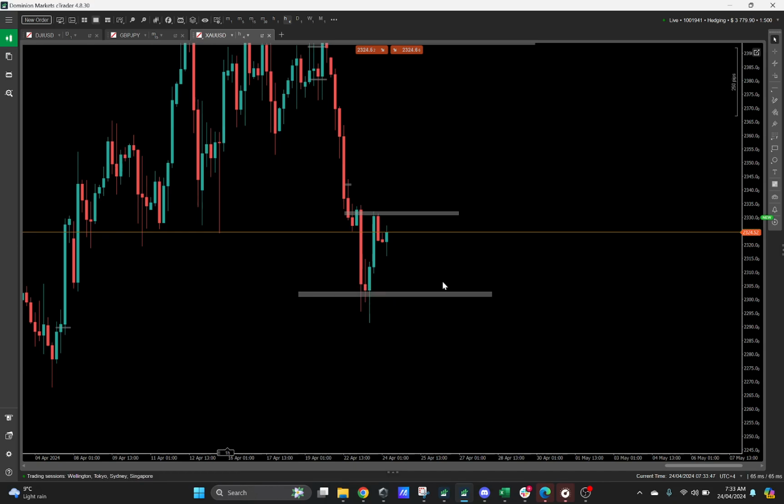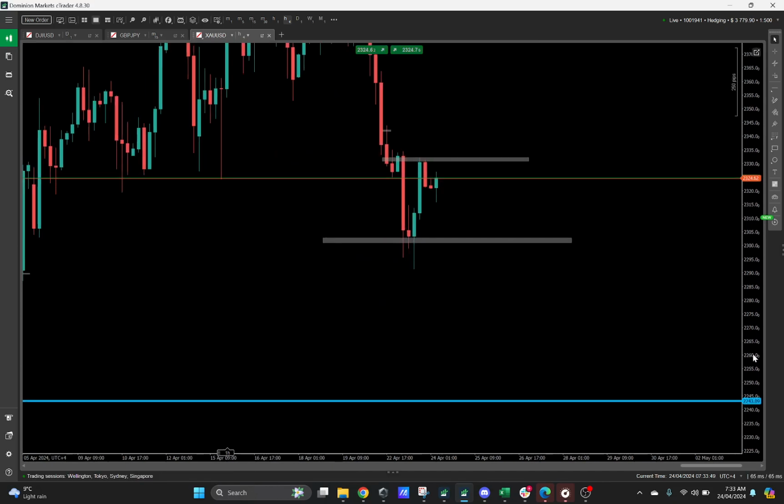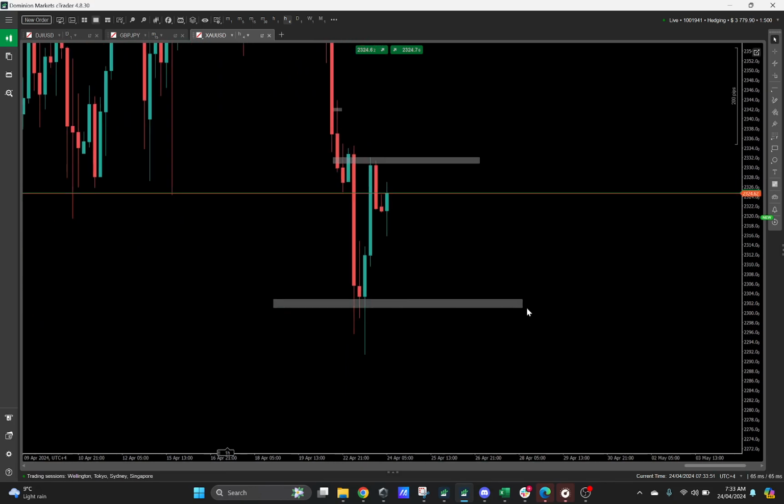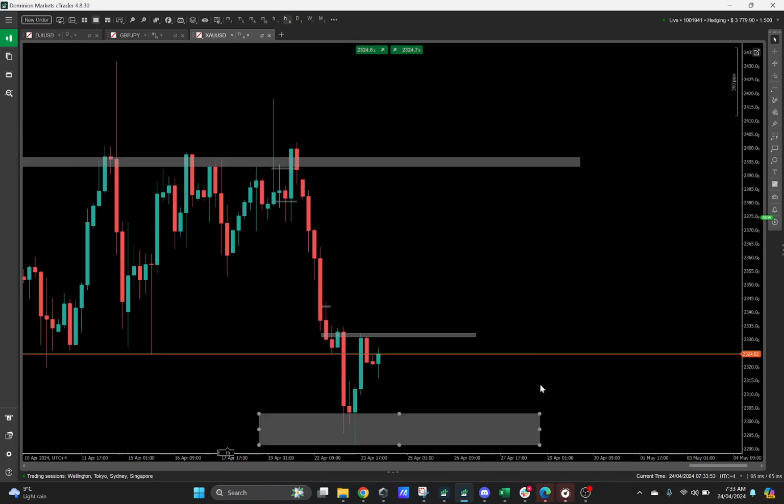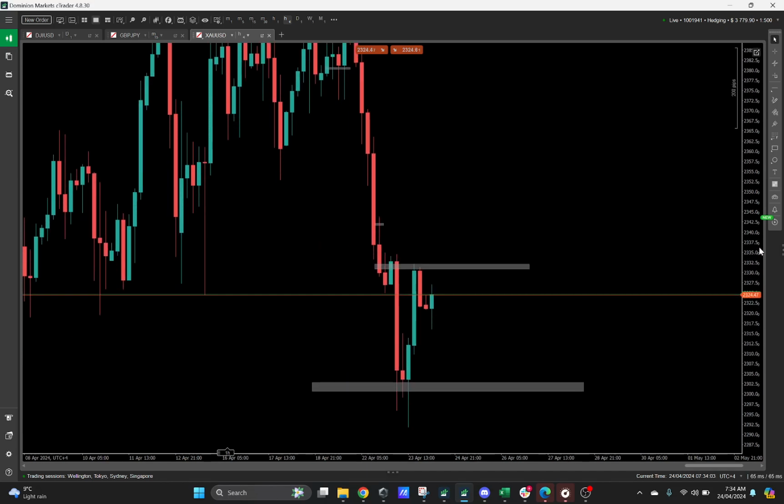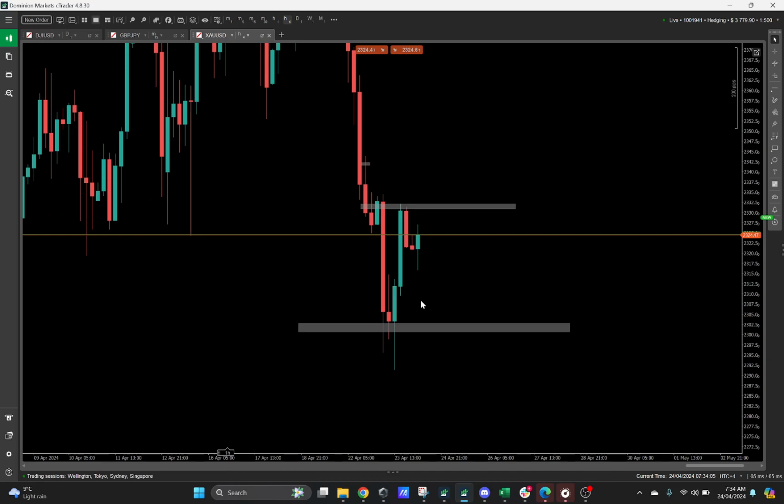Now, one question comes up, how big should this zone be? Like, should it be right over here? Should it be right over here, right over here? So it's basically, I don't measure how fat the zone is. I just visually it should look okay, like that's how I do the zone.